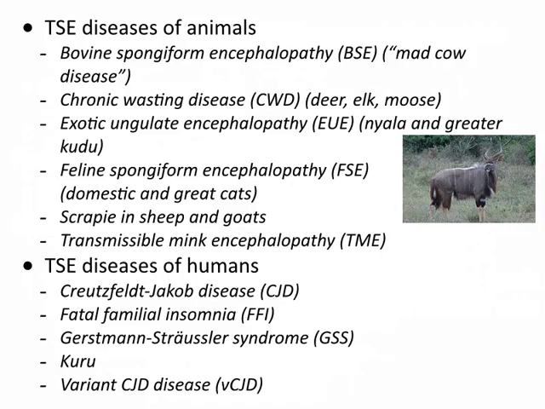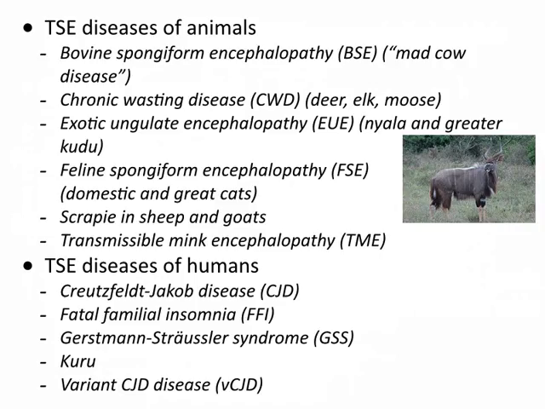This is one of these ungulates. This is a Nyala here. They get it. Cats get it, feline spongiform. Not just your little cat at home, but lions and tigers, they get it. Sheep and goats get a disease called scrapie, and minks get it as well. So it's quite prevalent. And humans get a number of different diseases that all fall under the heading of TSEs.